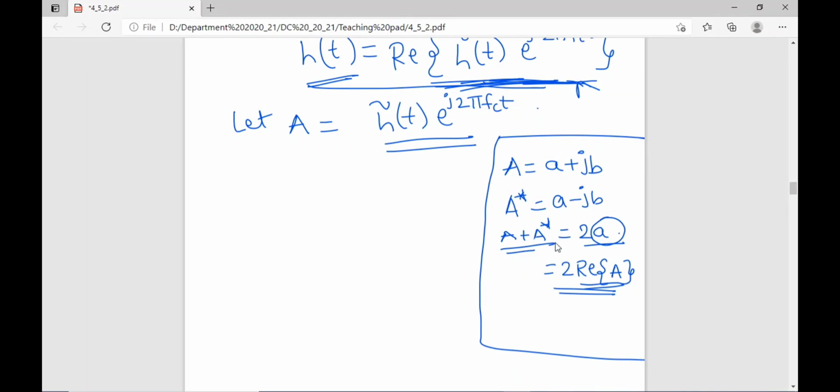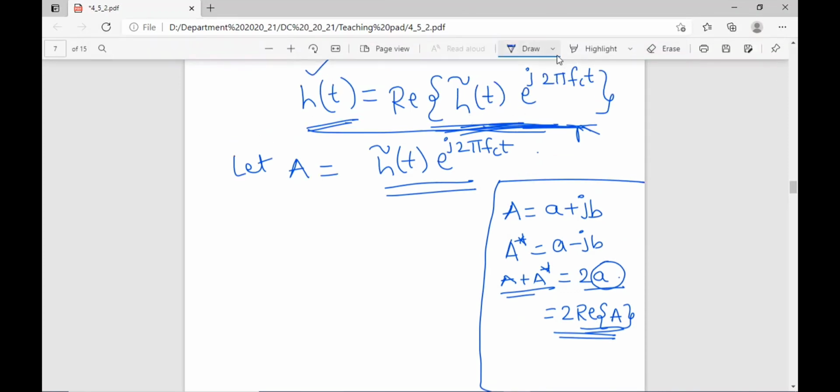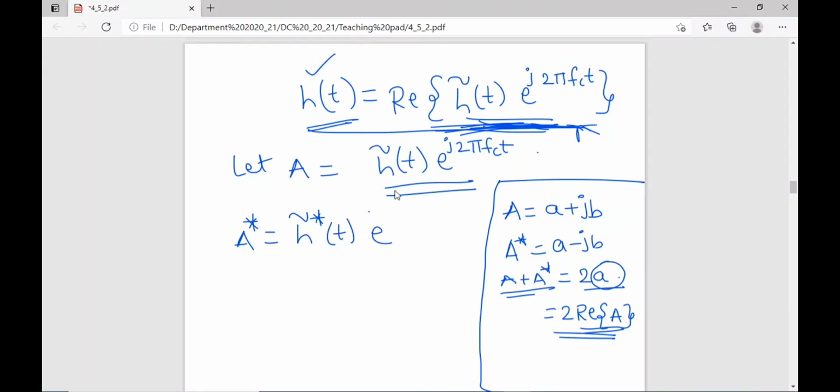So the same thing I'll analyze here also. I have considered A to be whatever is inside, which is a complex number. Since it is a complex number, I may have some a plus jb. I don't know what the a value or b value is, but I'm just representing h tilde of t e power j2 pi fct as A. Now what I need is A star. What will be A star? It will be h tilde star of t into e power, the complex conjugate of e power j2 pi fct, which is e power minus j2 pi fct.